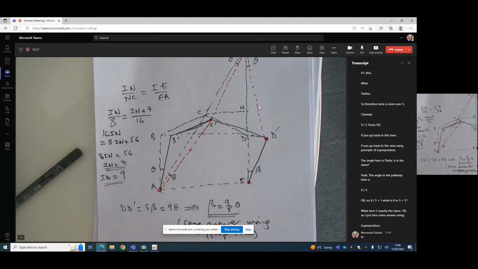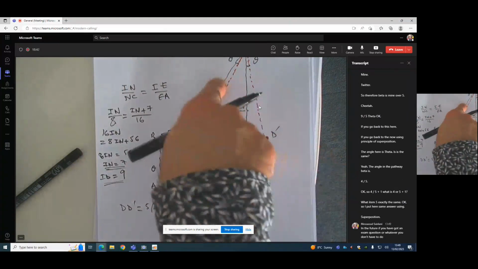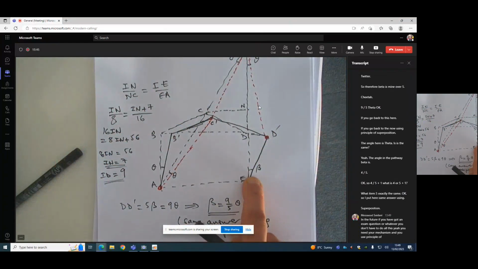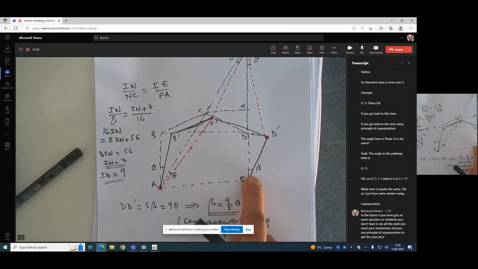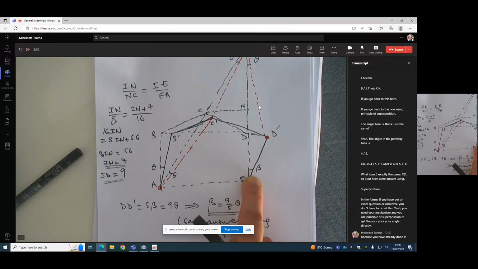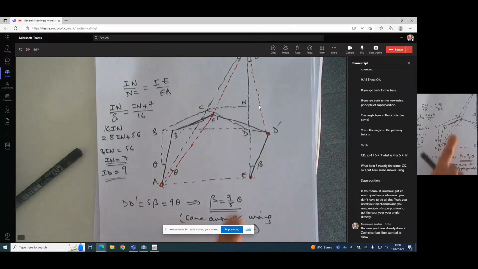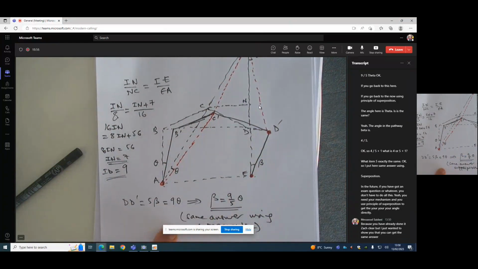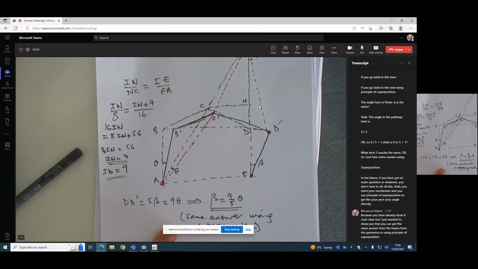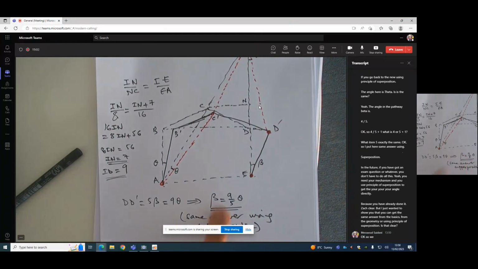In the future, if you have an exam question, you don't have to do all this. You need your mechanism, and you use the principle of superposition to get your angle directly, because you have already done it. Is that clear? I just wanted to show you that you can get the same answer from the basics, from the geometry, or using the principle of superposition. Is that clear? Okay, so we've got beta here.